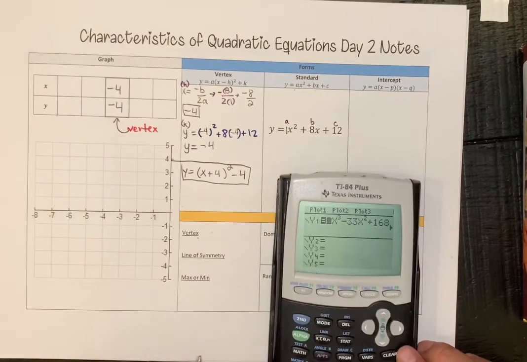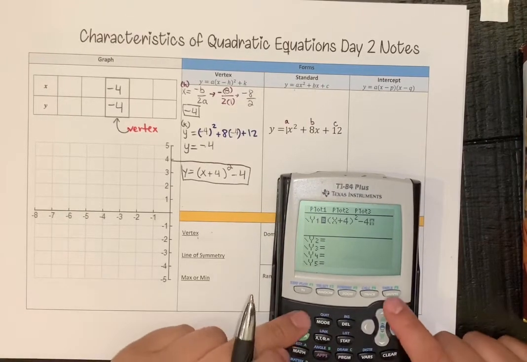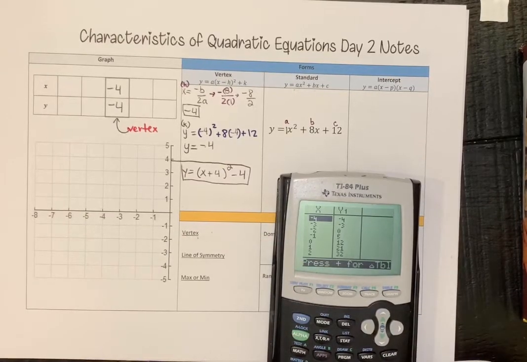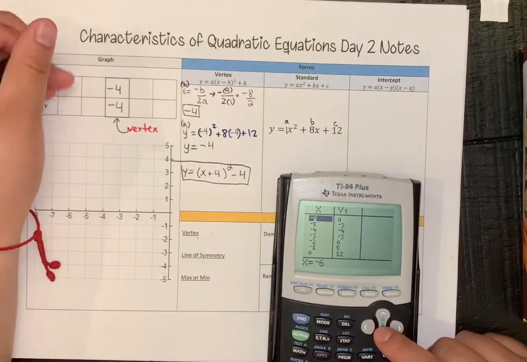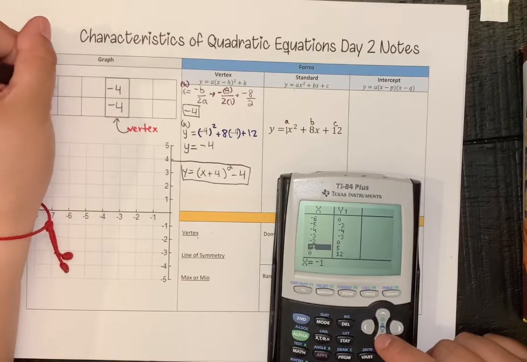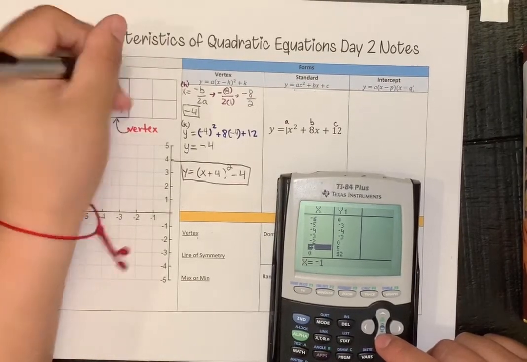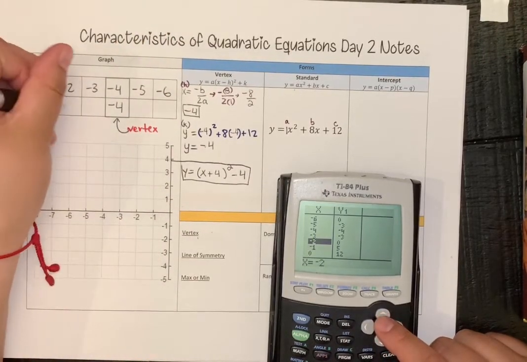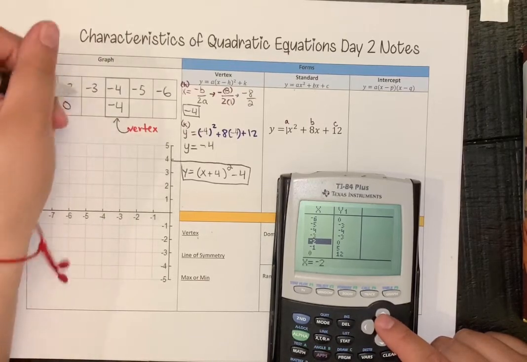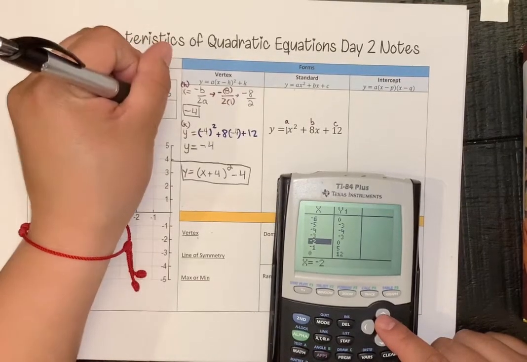I can go ahead and find my graph. So I have parentheses x plus 4 squared minus 4. I can go to table. Keep in mind that this calculator is different from yours, but it still gives you the same answers. So here we would have negative 2 and negative 3, negative 5 and negative 6. When x is negative 2, y is 0. When x is negative 3, it's negative 3. And so on and so on.